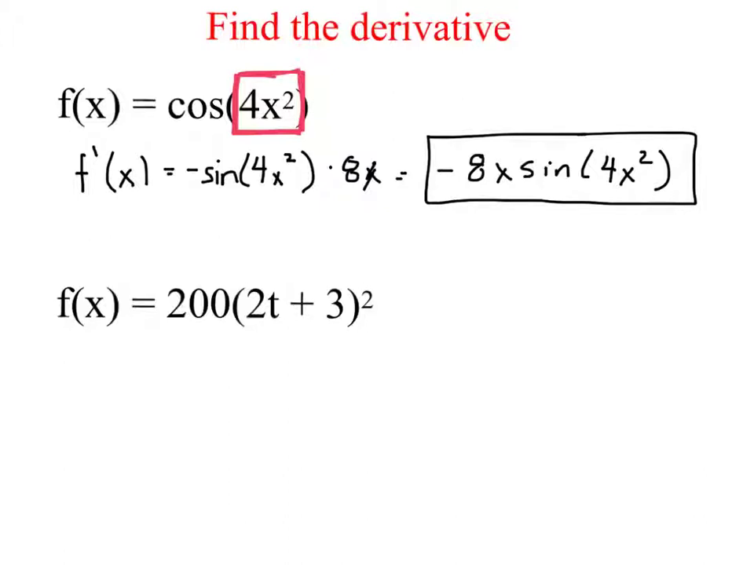Okay. Next, we've got 200 multiplied by 2t plus 3 squared.